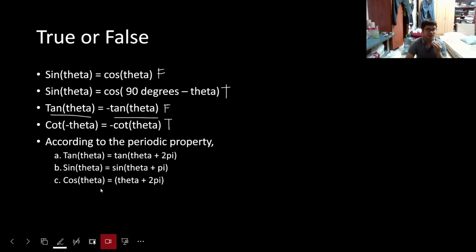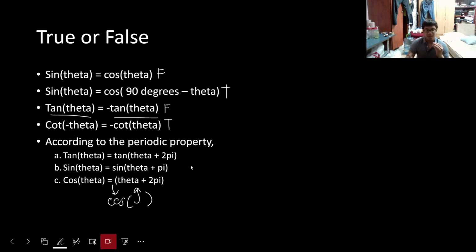Oh, wait, by the way, there's a correction here. This is cosine of theta plus 2 pi. Forgive me, there's a misinput here. I forgot to input cosine here. But anyway, let's proceed. According to the periodic property, tangent theta is equal to tangent of theta plus 2 pi. Sine theta is the same as sine of theta plus pi. And cosine theta is the same as cosine of theta plus 2 pi.